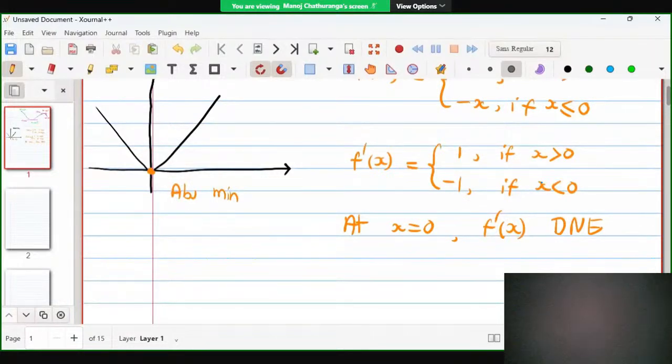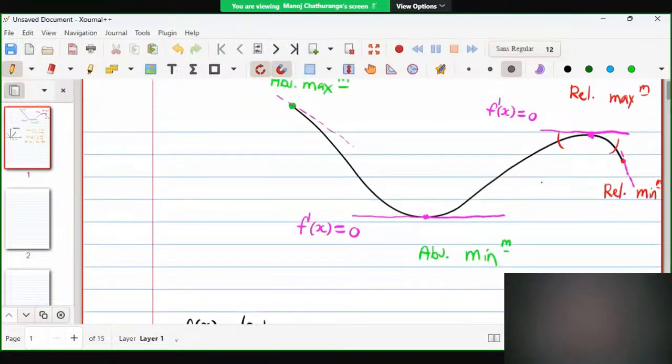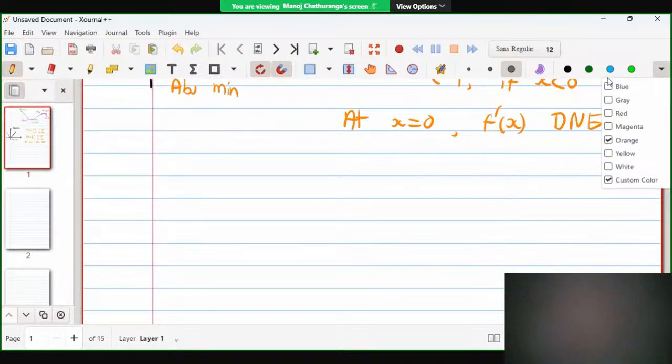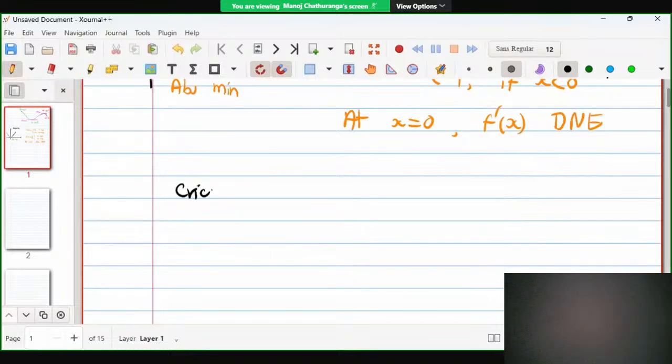So, derivative zero or derivative does not exist can be important. So, critical points means derivative equals 0.